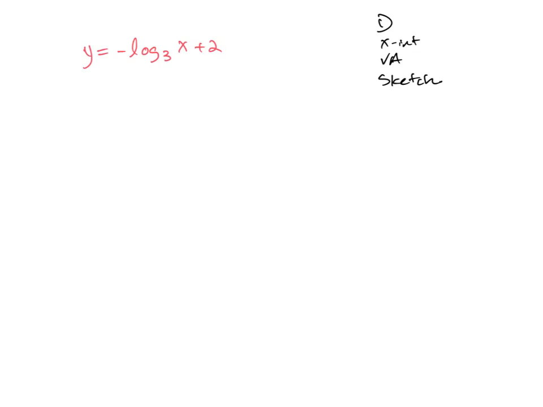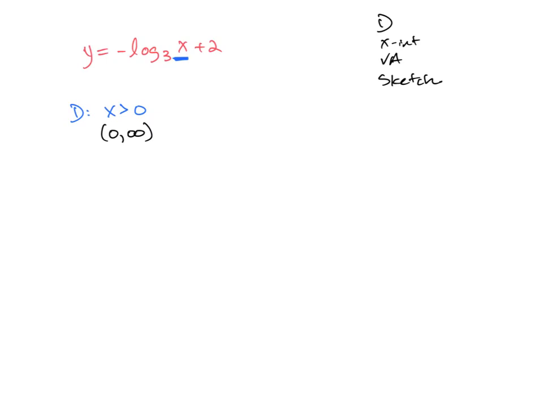Let's do domain. So we just need to set the inside part greater than 0. So my inside part is just what? It's just x. If I had a parenthesis, it'd be x plus 2. But I don't have a parenthesis, so it's just x. So my domain, I just say x is greater than 0. Now, how do I write that in interval notation? That's the way we're going to be tested. 0 to infinity.